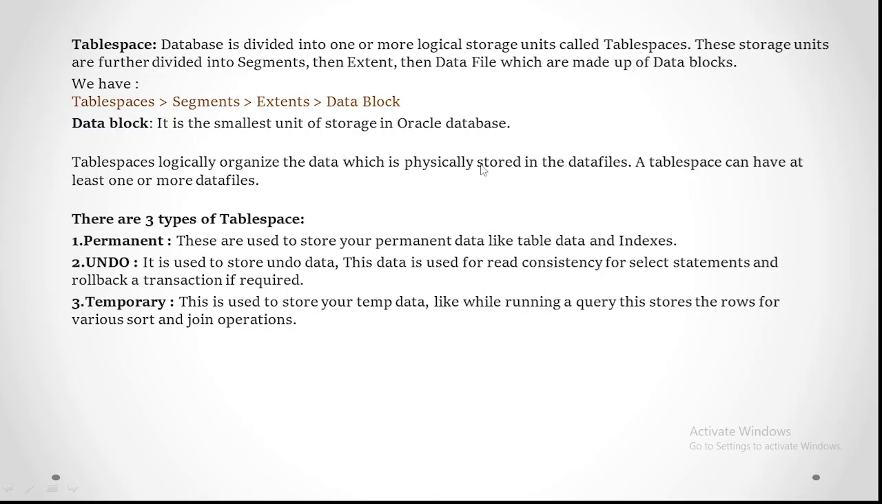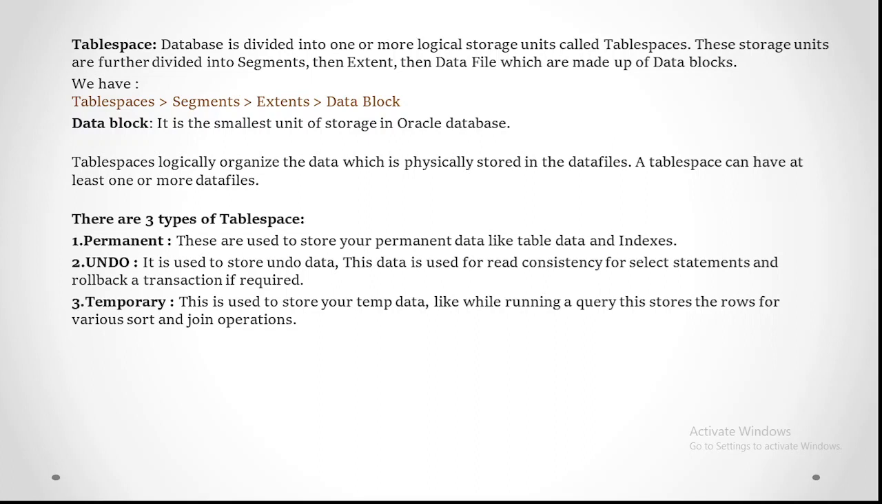You see, the physical storage is handled by data files, and logically we manage the storage in table spaces, segments, extents, and data blocks. A tablespace can have one or more data files. It means a minimum of one data file we need to have with a tablespace. If we create a tablespace, we must specify a data file in it, and if that data file consumes much space, or if we want, we can have one or more data files in that table space.